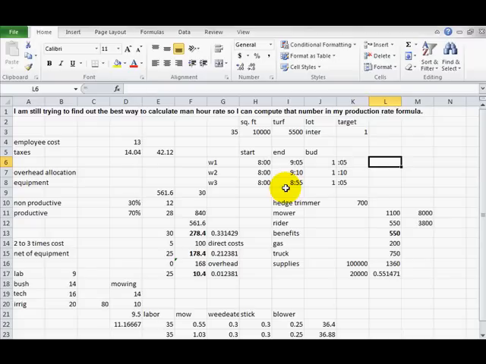All right, so then once you figure that out, the next thing is, because you're watching your start and end time here, let me get rid of this budgeted time.